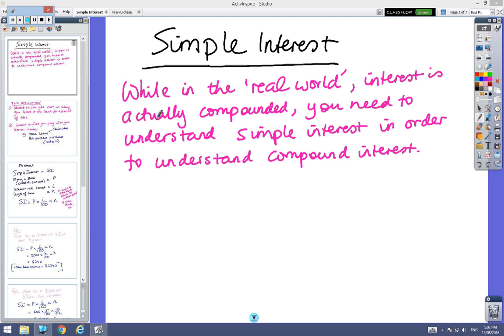While in the real world, interest is actually compounded. So you get compound interest when you put money in the bank, and you pay compound interest as well. But you need to understand simple interest in order to understand it. So you don't need to copy any of this down at this stage.